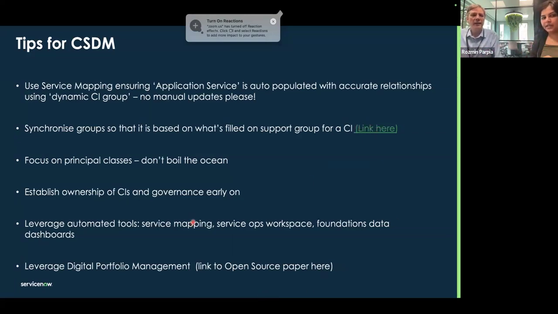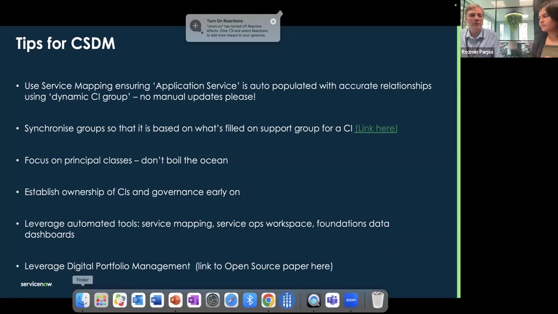That's the link. And then the focus on principal classes, like we talked about that. Ownership is critical. If you don't know who owns it, don't bring it in. That's kind of my rule of thumb. Don't bring in data that you don't know who owns, because then you're just going to be there forever and nobody knows what to do with it.